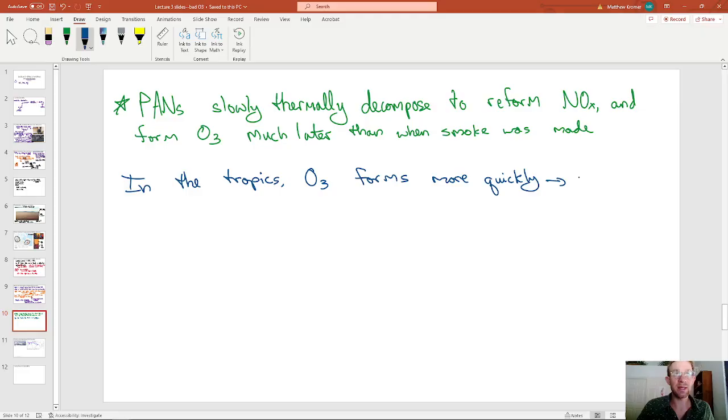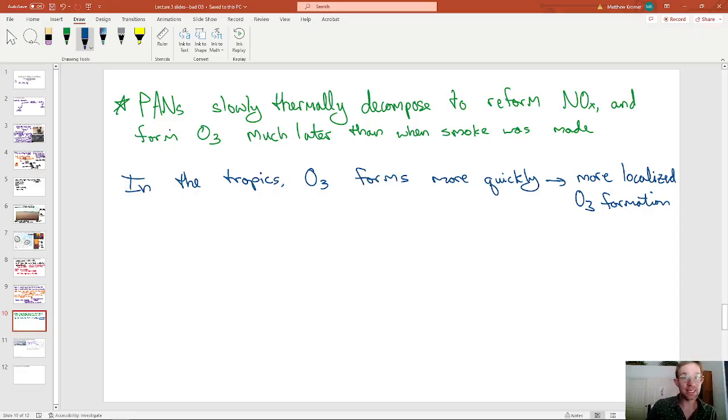So as a result, the impacts of ozone formation are more of a local impact. So let's say more localized ozone formation, meaning that the region surrounding the wildfire is where most of the ozone is going to form and where the air quality gets really, really bad. Okay? And in the temperate regions, ozone forms much later and can impact a much wider area depending on how wind disperses the smoke plume. Okay?